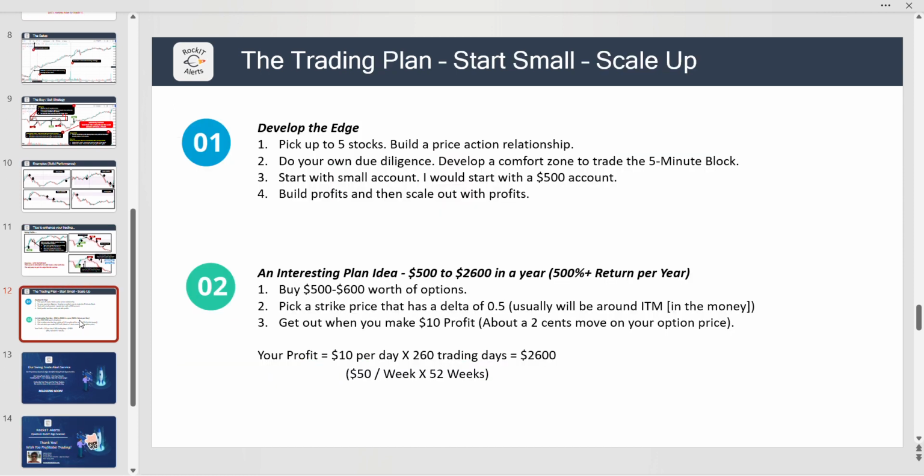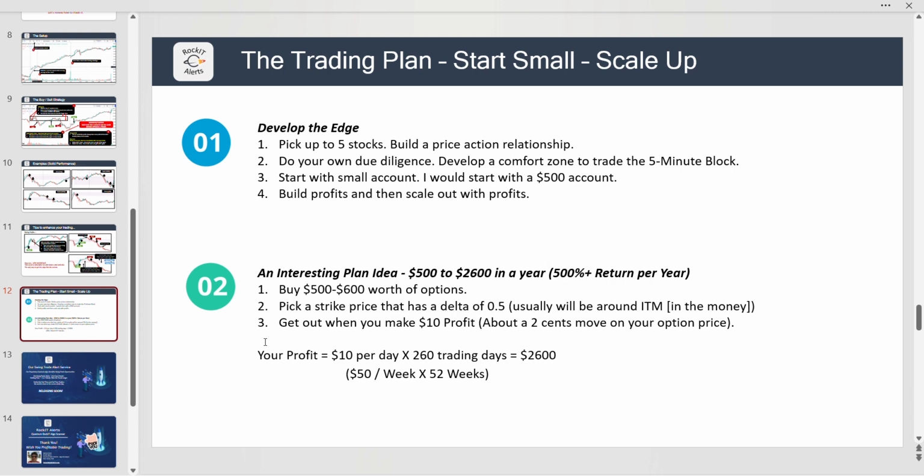Now, one last piece of advice is pick up to 5 stocks, build a price action relationship with it with regards to the 5-minute block, and make sure they're highly liquid so you can get out, get in, with a cent difference, etc. Do your own diligence.